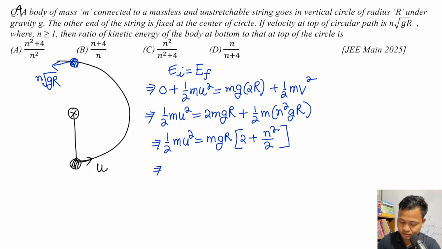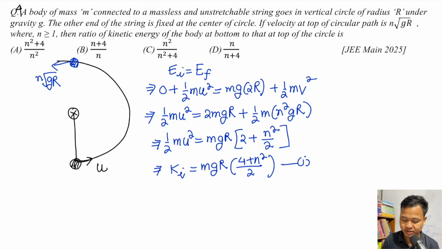Okay, so select one here. You can also write half mu square here as the initial kinetic energy. So this is mzr into, right? So how much is it? 2 zr plus n square divided by 2. Okay, equation 1. So the initial kinetic energy is Ki, and the final kinetic energy is half mv square. So half m into v square, which is n square into z into r.